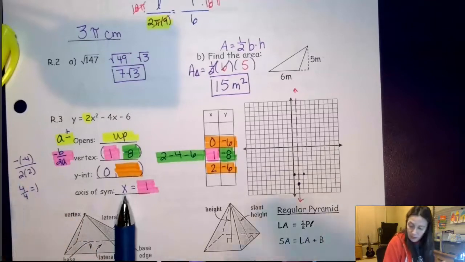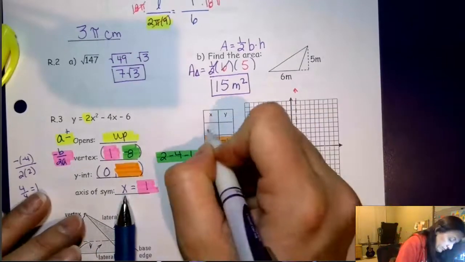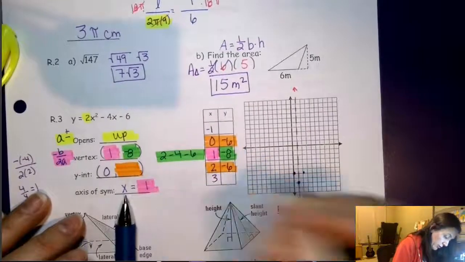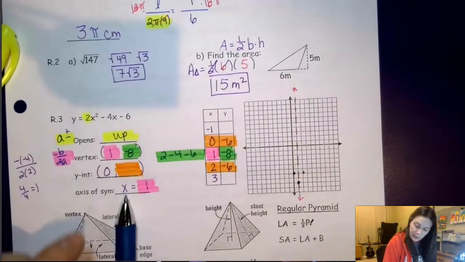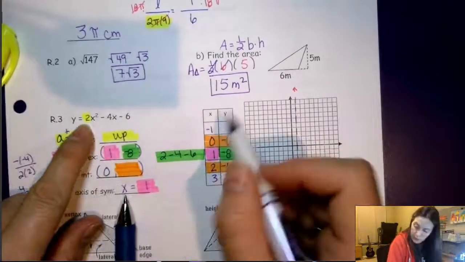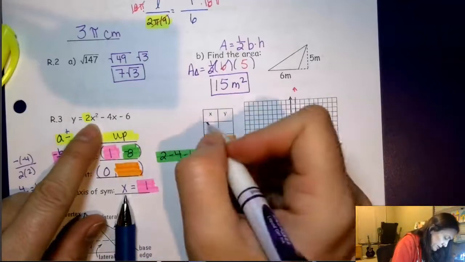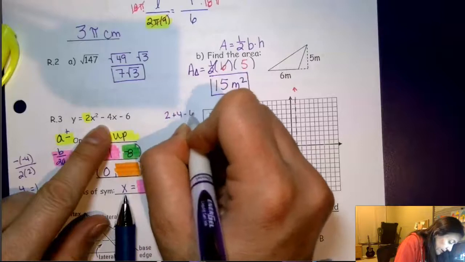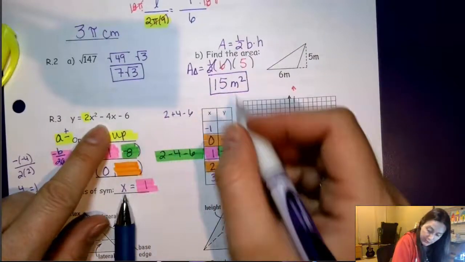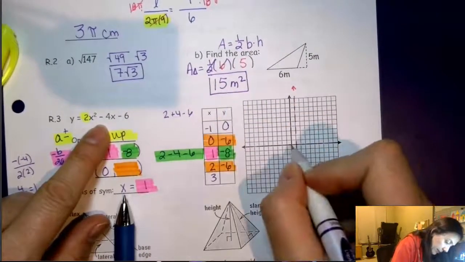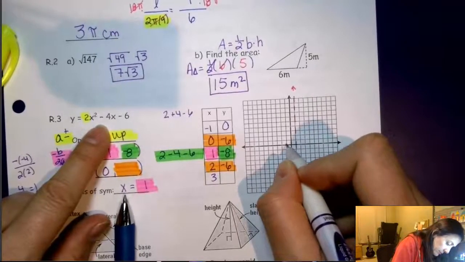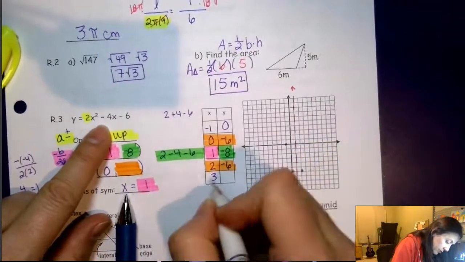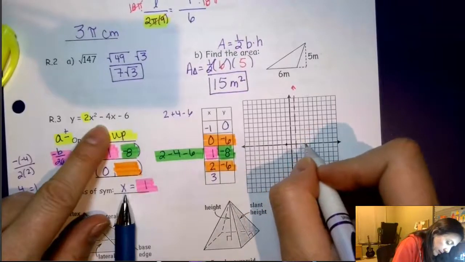I can pick negative 1. If I pick negative 1, I'm going to pick 3 over here. Doing this work here, negative 1: there's 1 times 3, plus 4, minus 6. This is going to be 0. Negative 1, 0, which means I'm going to get 3, 0.